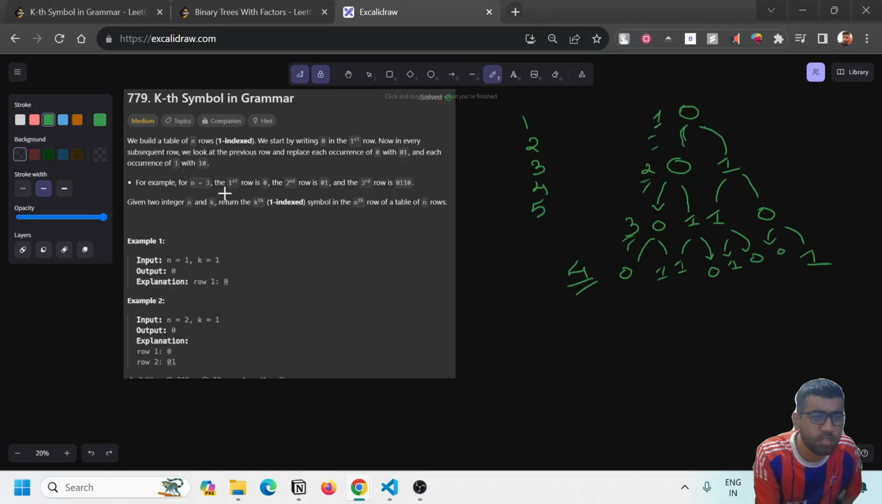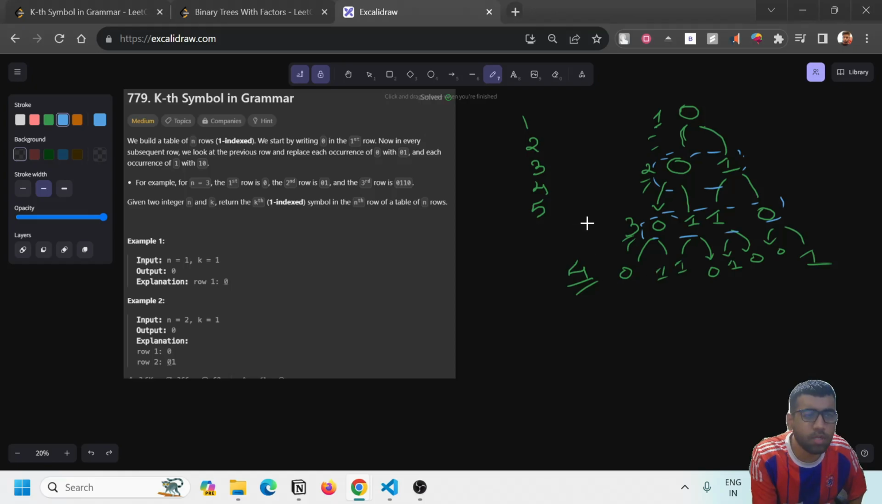And for example, n equals 3. The first row is 0, the second row is 0 1, the third row is 0 1 1 0. So we have satisfied this. The third row is 0 1 1 0. The second row is 0 1, as it says. Well made.